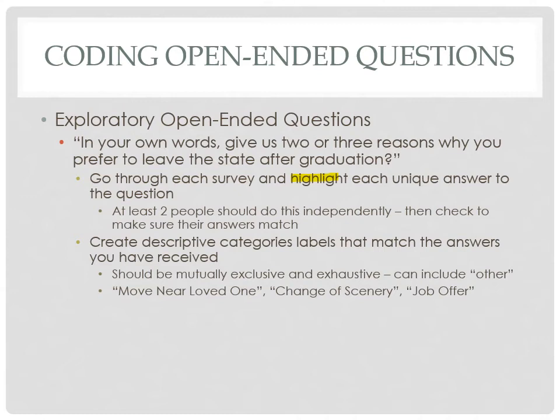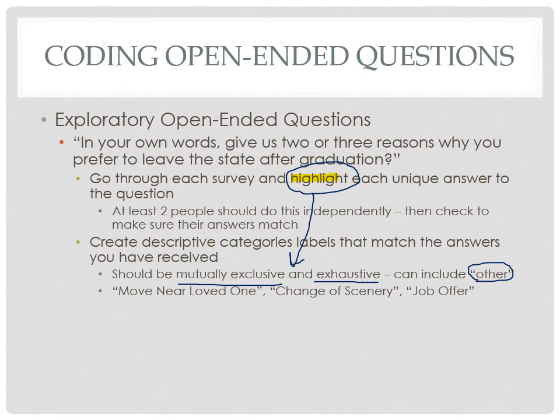When you come up with these descriptive category labels, just like when we were talking about writing nominal response options, the category labels need to be mutually exclusive and exhaustive. So every answer that you highlighted needs to fit into one and only one of these categories that you've created. So you need to be able to categorize every answer, and you can use an other category to capture the sort of unusual responses that you get. But also the categories need to be descriptive enough that each answer only fits into one. All right, so you couldn't say, well, this might be move near loved one, but it might also be job offer. All right, it's clear that each answer fits into one and only one of these categories.